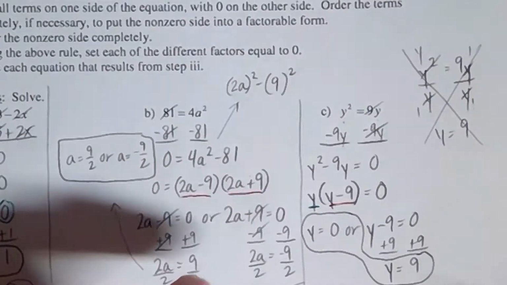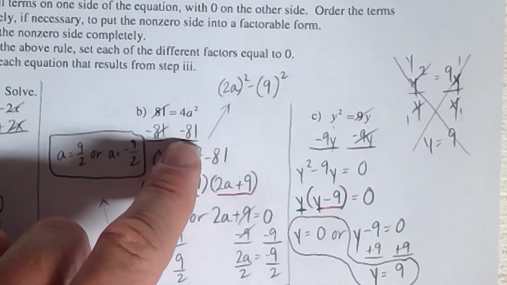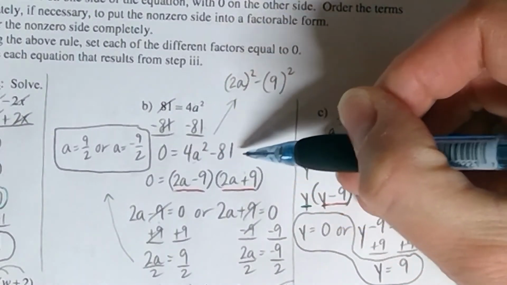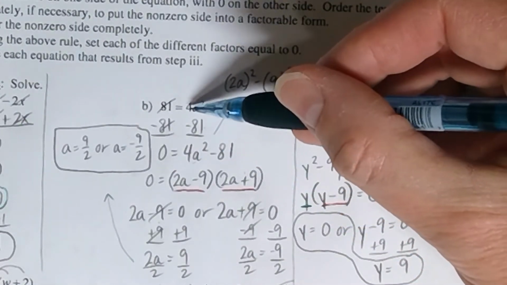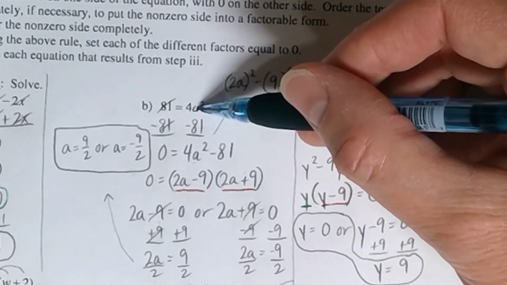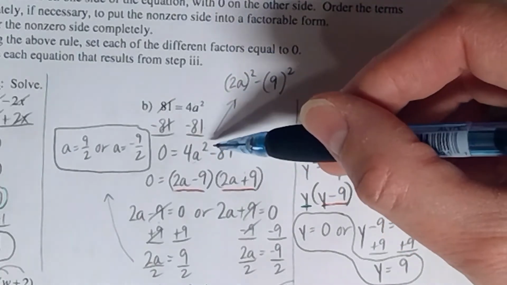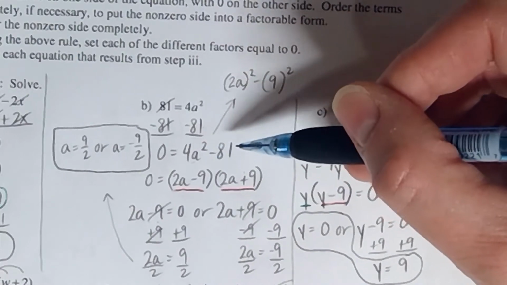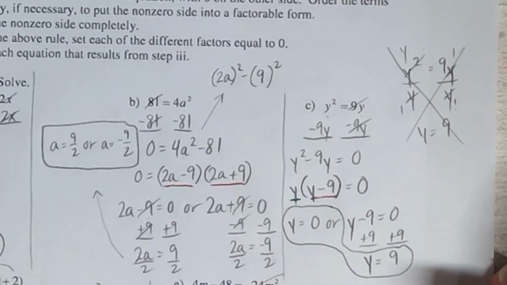Look at how we moved over the 81 with the 4a squared. Those aren't like terms, are they? Did I combine them? No. I was trying to subtract two things that were not like terms, so I couldn't combine them. I had to keep that minus sign separating the two terms into two separate terms there. I couldn't combine them into one term.